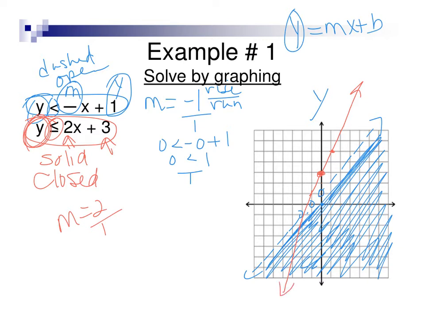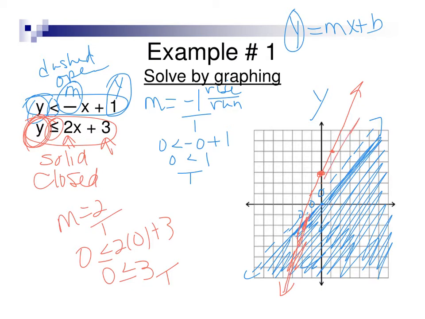Alright, now I need to choose a test point, and I'm going to choose 0, 0 again because it's not on the line, and 0, 0 a lot of times, if you can substitute that in, that's the easiest substitution to make. So I plug in 0 for y, and 0 for x, and 0 is less than or equal to 3. Is 0 less than or equal to 3? Yes, it is. So that is also true. So that means I shade on this side of my line.